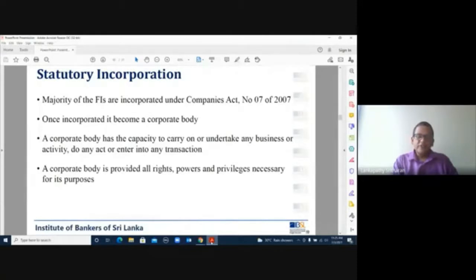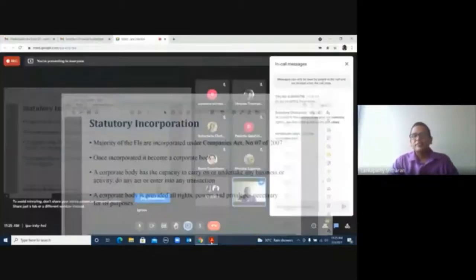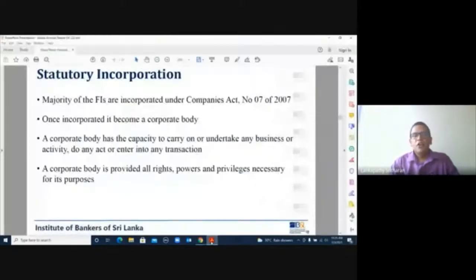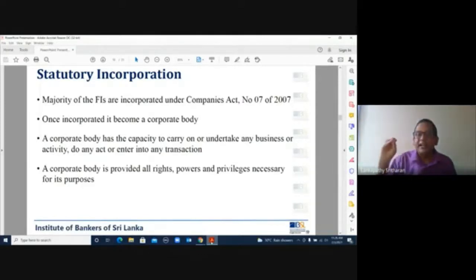Okay, I'm asking you a question. If you have any questions, ask, otherwise I will ask the questions. For example, an institution incorporated under Companies Act number 7 of 2007, called ABC Institution. In this slide, we say that they can undertake any sort of business. So I am asking all of you whether they can mobilize deposits from customers or not.